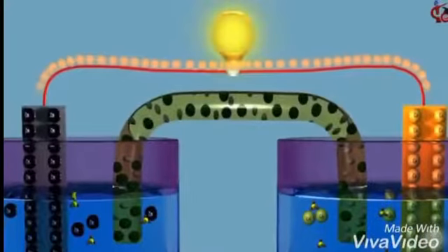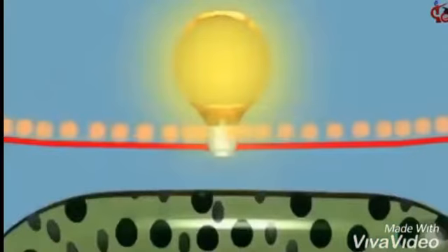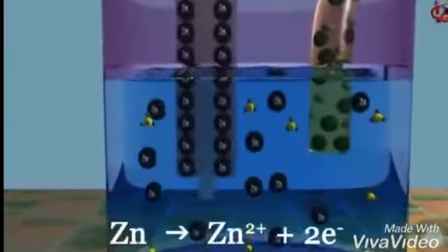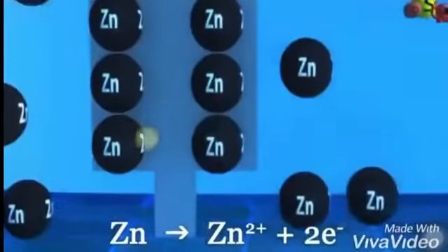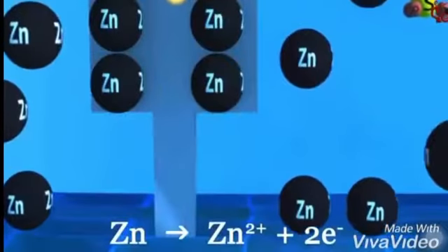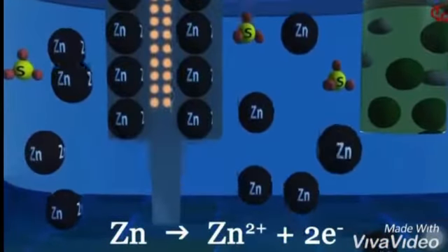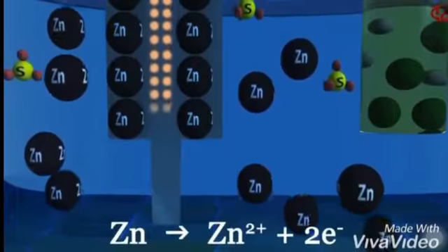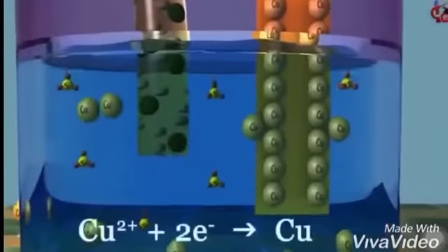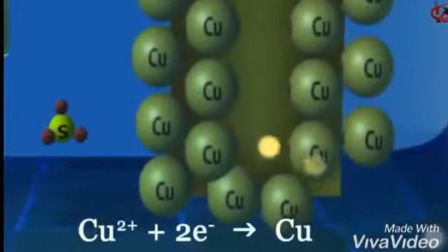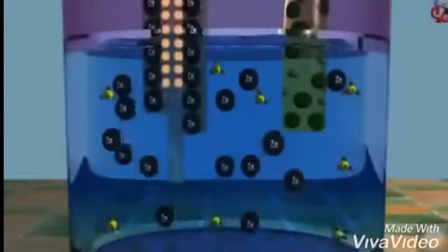The electrons flow from zinc to copper because zinc is a more active metal than copper. It's more likely to lose electrons. For this reason, the zinc bar is oxidized, producing a zinc ion and 2 electrons per zinc atom. And the copper ions in solution gain 2 electrons and are reduced to copper metal.